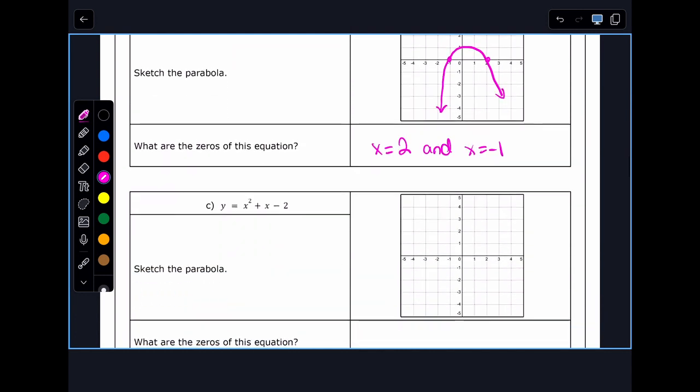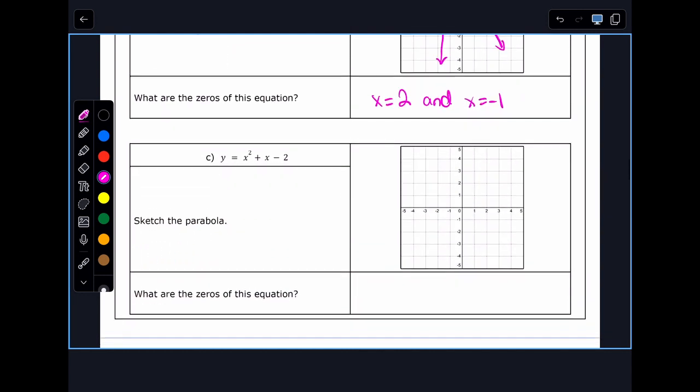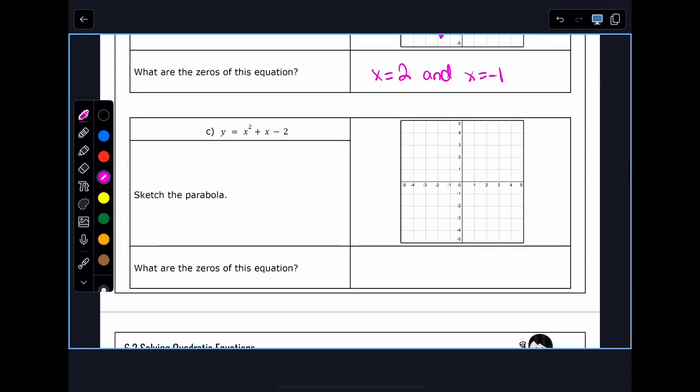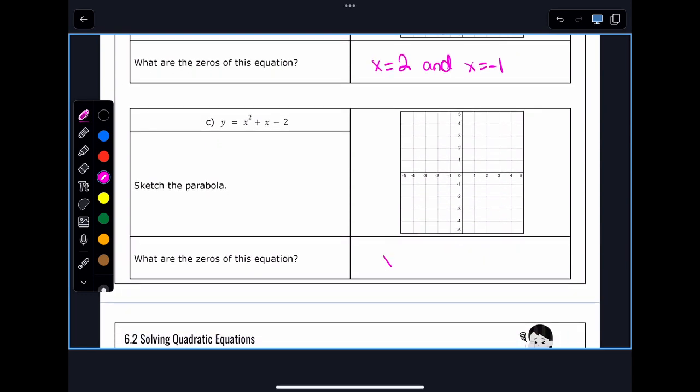And then the last one, not everyone got to this one, what were the zeros for C? Yep, x is equal to -2, and x is equal to, you said negative or positive? Positive 1, exactly. So we can put those on the graph. And is it opening up or down? Notice the a value. Oh, right. Good job. You're too fast. So it would look something like that.